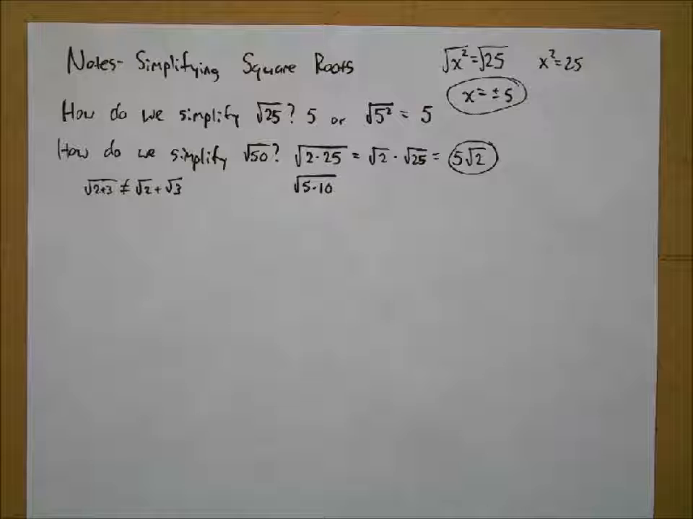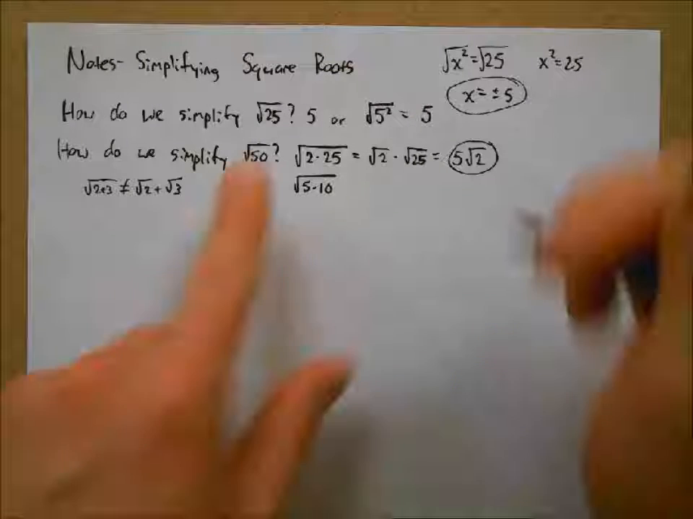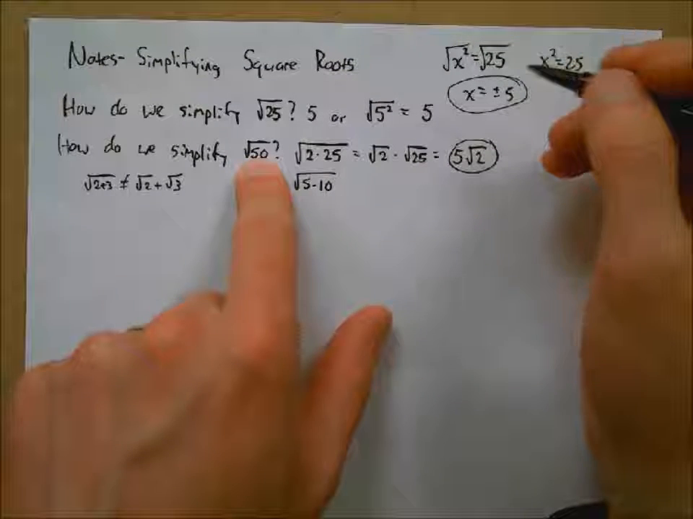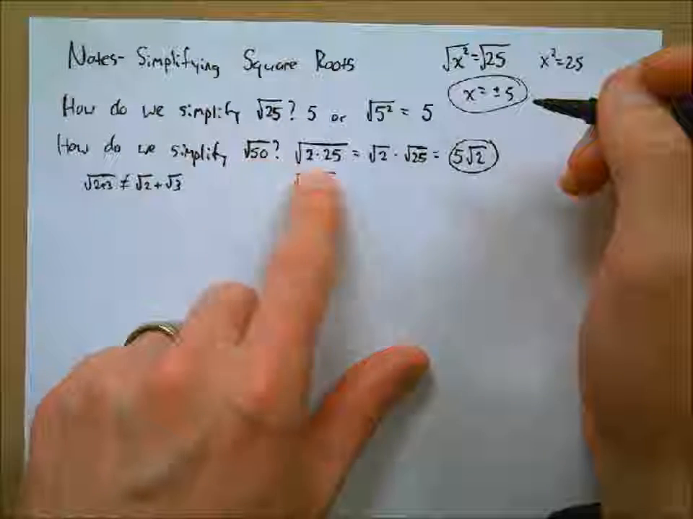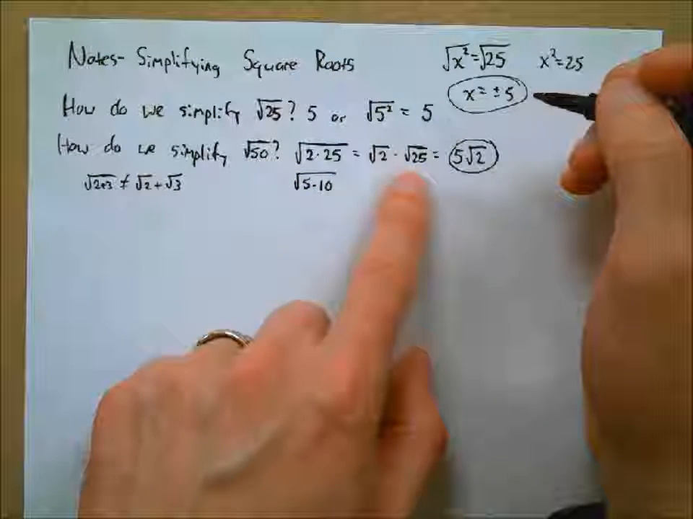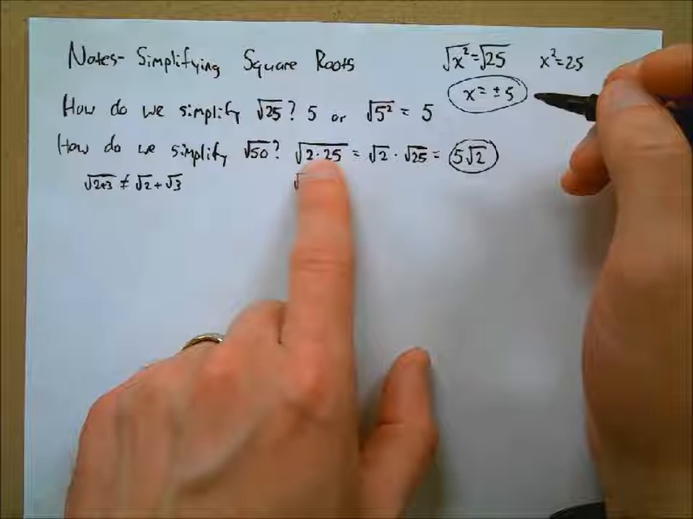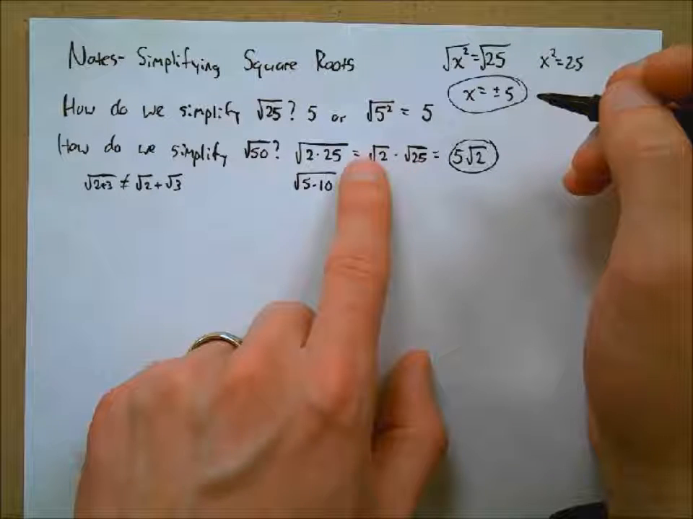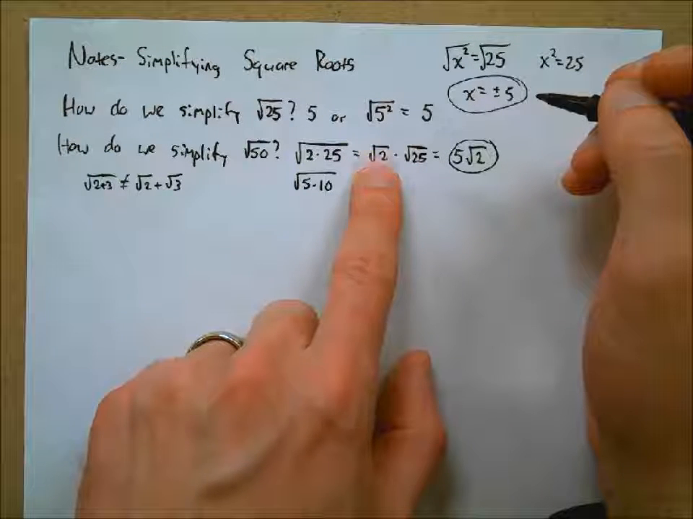That's one way to do it: look at the number you're trying to get the square root of and see if you can break it up into a perfect square and another number, and then take the square root of that perfect square, and then check the other number that's still under the square root, see if you can break it down further. That's one way to do it.